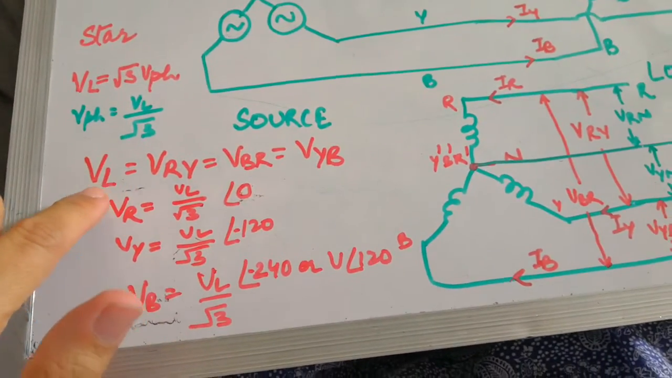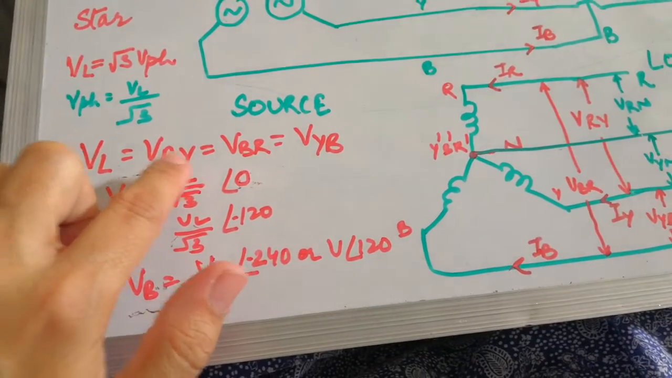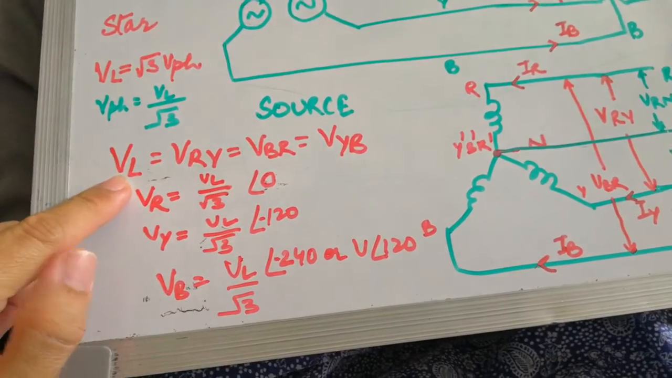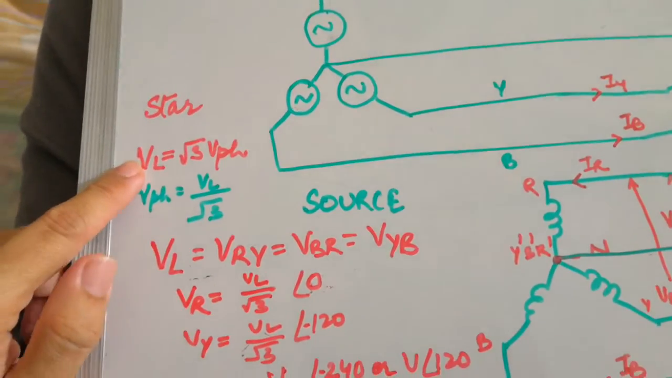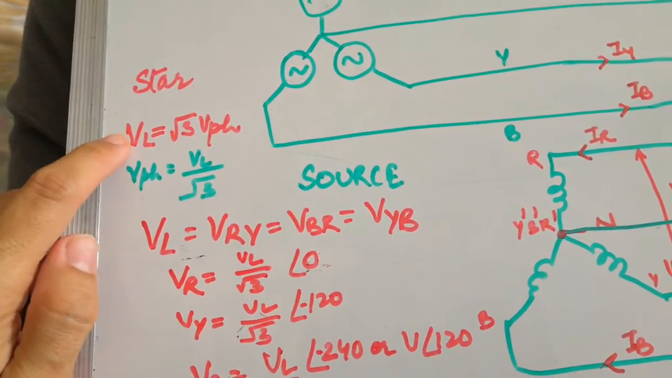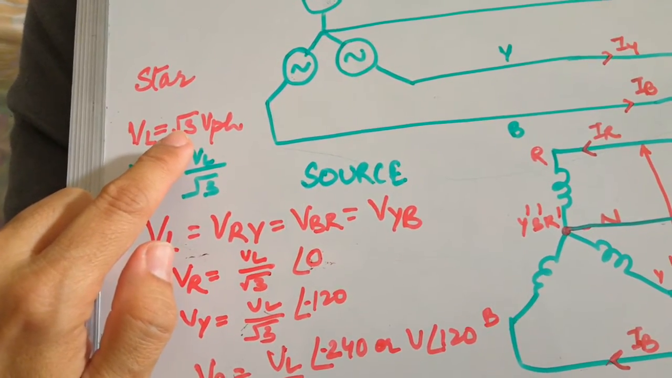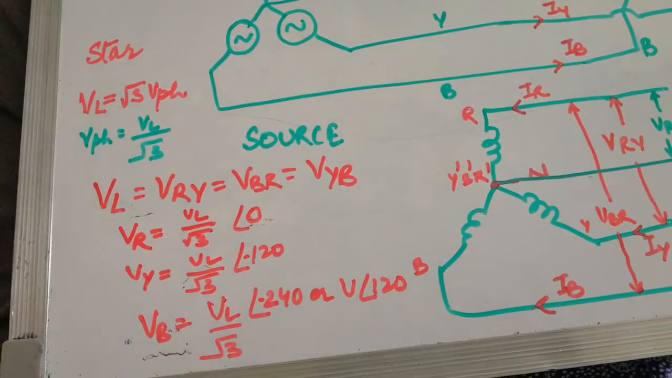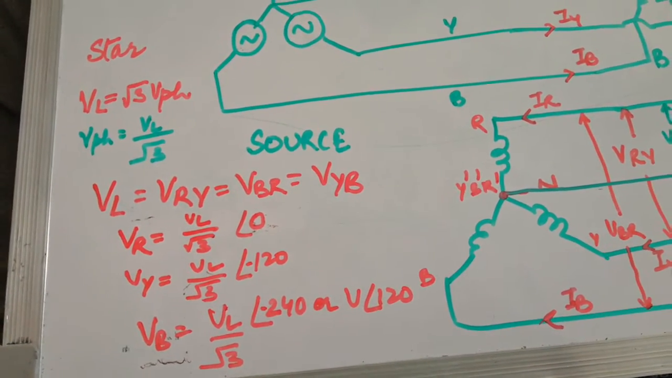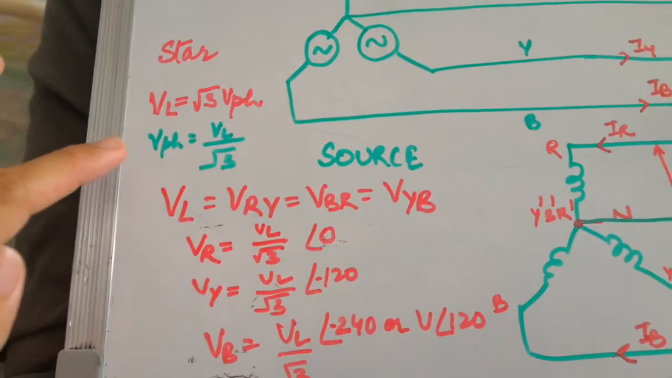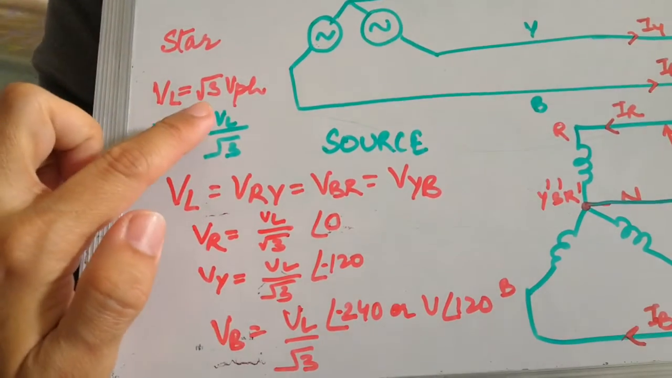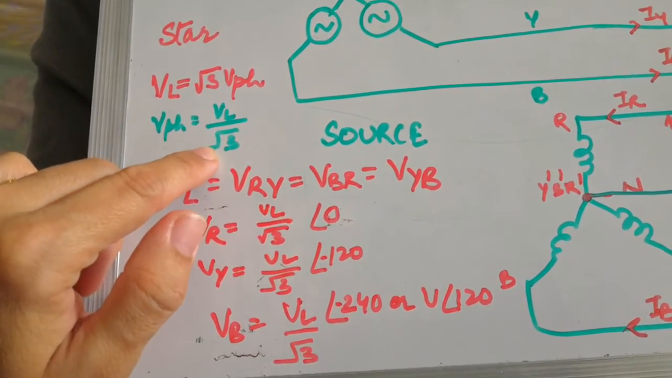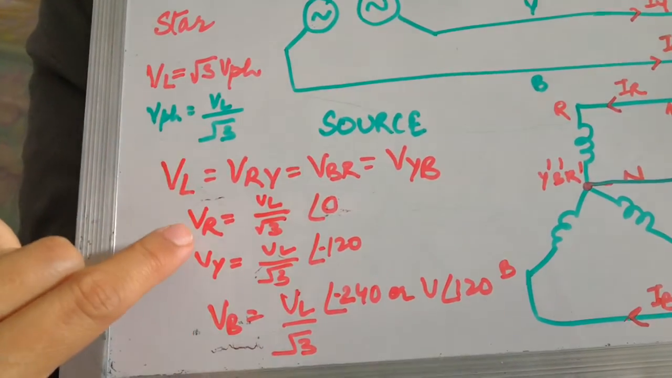Directly you can see that VL is VRY between two lines, all are the line voltages. We have already studied that VL is equal to root 3 times the phase voltage. So here we have to calculate the V phase because line voltage will be given in every numerical. We will be discussing one numerical after this. So VL is equal to root 3 V phase, and V phase will become VL by root 3. So I have put here the values.